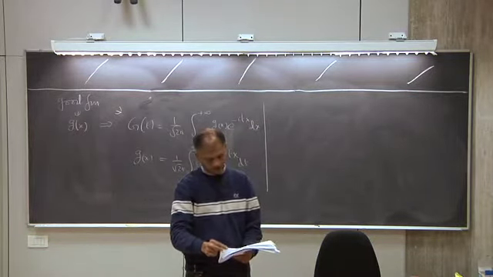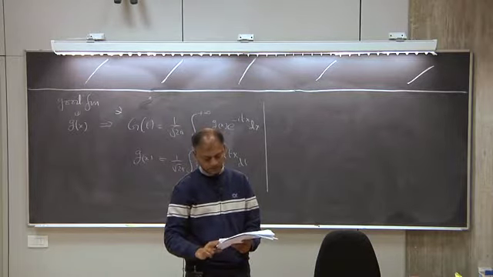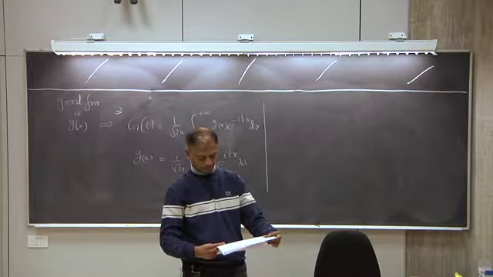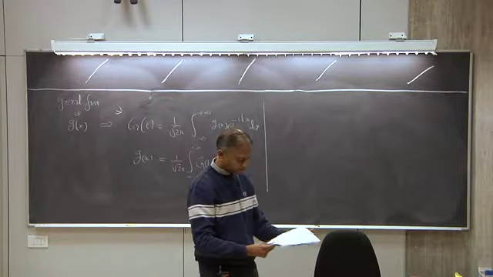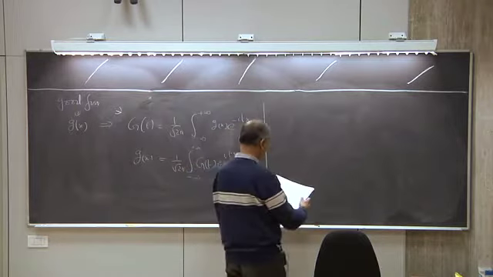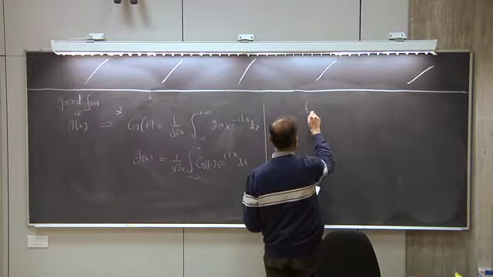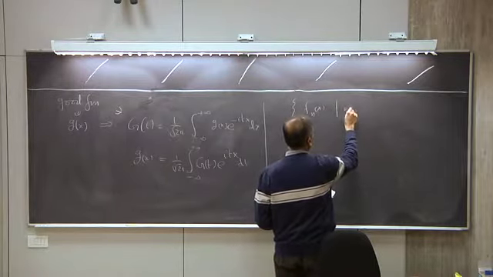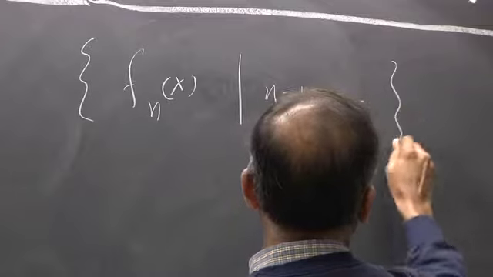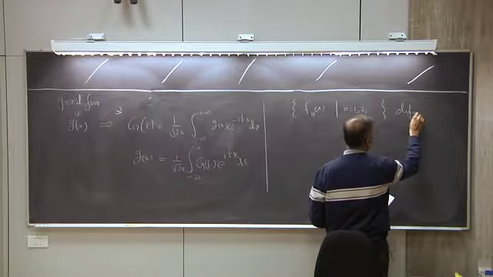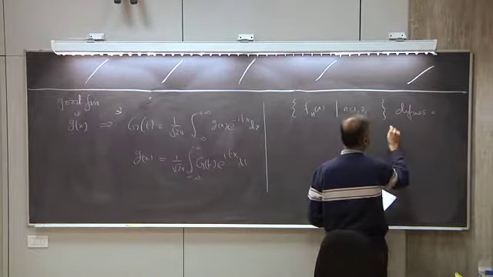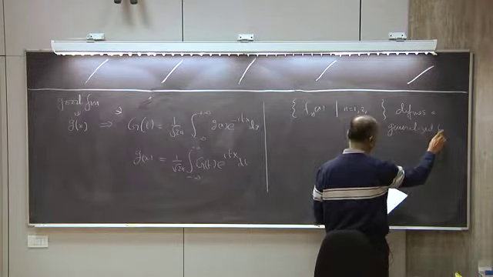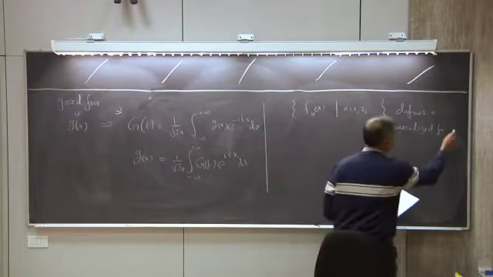Let's see what symbols we were using. Greek symbols, I think. So let's suppose there is a sequence of functions f_n(x), n equal to 1, 2, and so on, which defines a generalized function. And we will denote the generalized function by a Greek letter, phi(x).